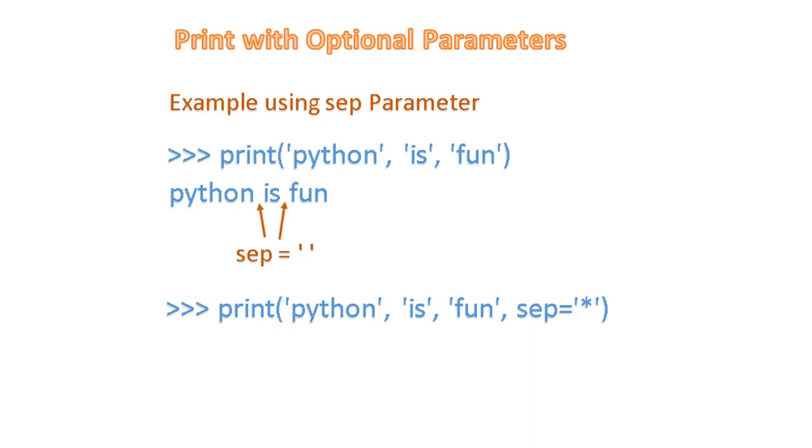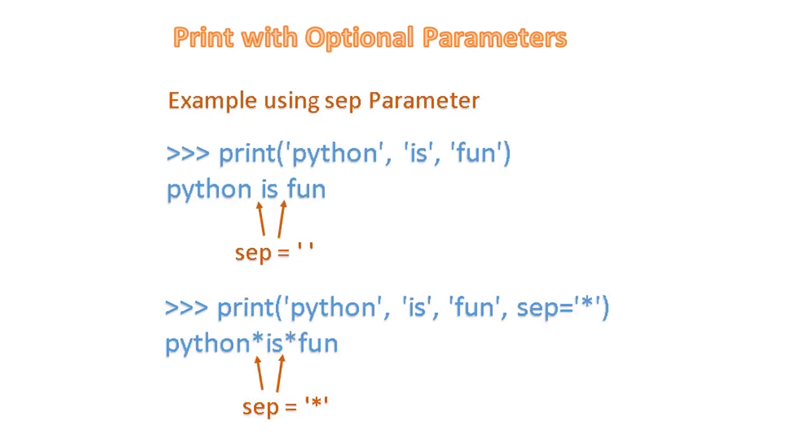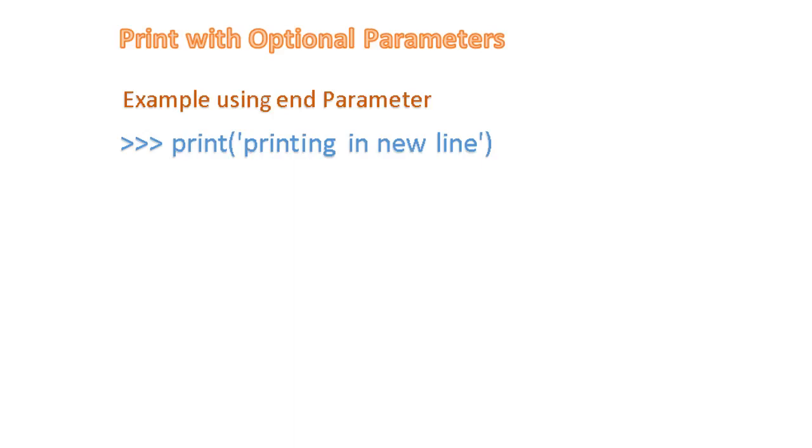Let's look into the same statement with the sep parameter. If we set the value of sep equal to asterisk, then in the output, the space is replaced by an asterisk. This example demonstrates the use of the end parameter.